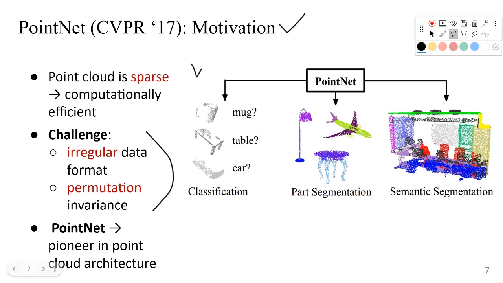The first is the irregular data format. For example, if we have an image of 100 by 100 pixels, we have the coordinate of each pixel, right? Like 1,1, 1,2, 1,3, and so on and so forth. The coordinates and also the size are fixed, regular. For every pixel, we will always have a value.